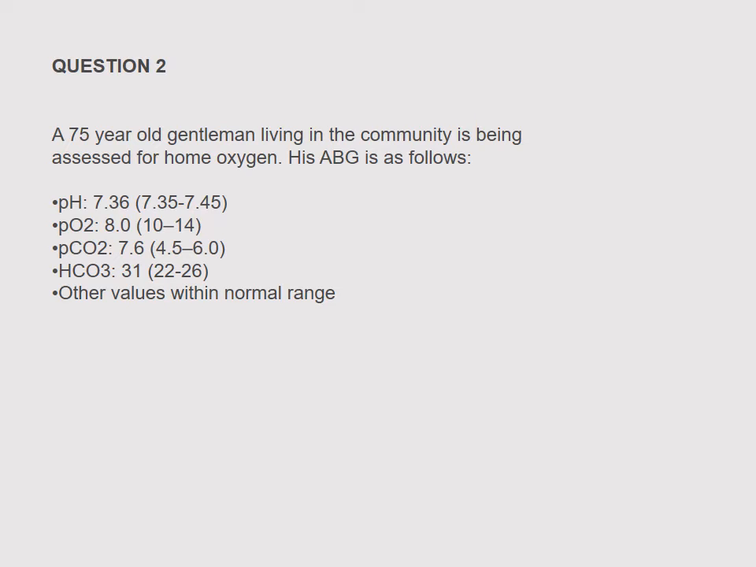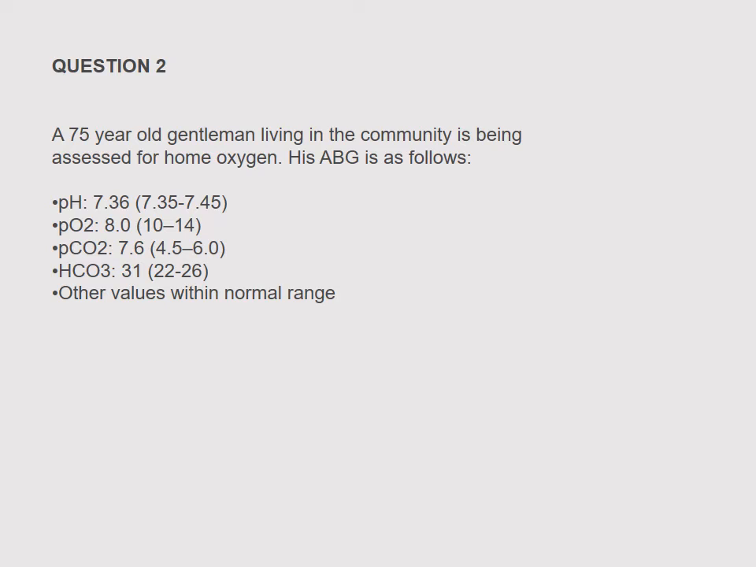Now, look at the PCO2. It is very, very high, 7.6. And high PCO2 is technically in line with the pH. So it's the high PCO2 that was causing the pH to go below 7.35. So that was respiratory acidosis. But look at the bicarbs.